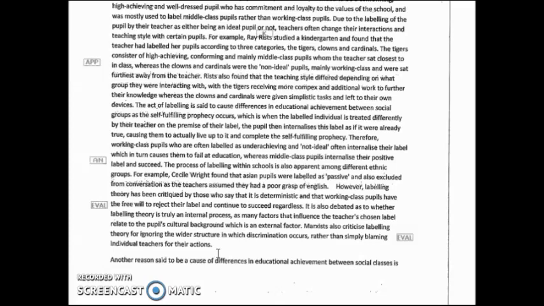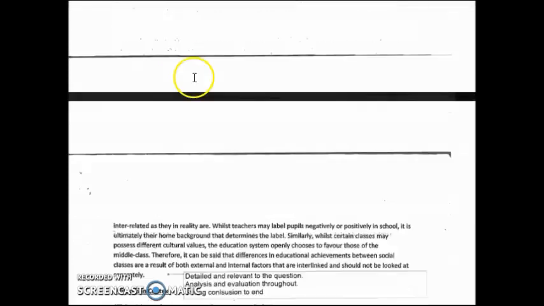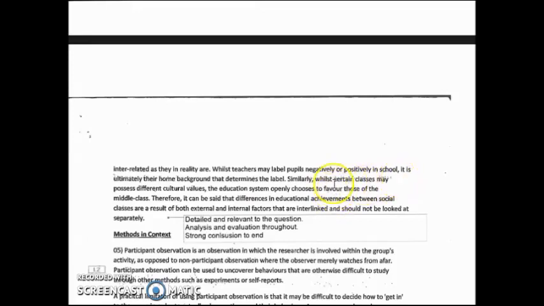Okay, I'm going to skip right to the conclusion now, because it did say that Kate had a really strong conclusion at the end, so I really want to share with you what she put. So in conclusion, there are viable sociological explanations for the differences, many internal and external, so very similar to what she put in her introduction. They're often seen as separate as opposed to interrelated as they are in reality. Whilst teachers may label pupils negatively or positively in school, it is ultimately their home background that determines the label. Similarly, whilst certain classes may possess different cultural values, the education system openly chooses to favour those of the middle class, and it should not be looked at in isolation.